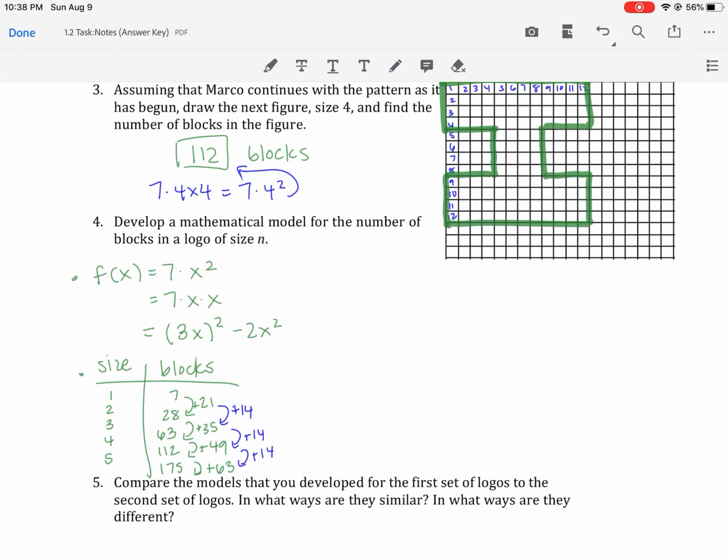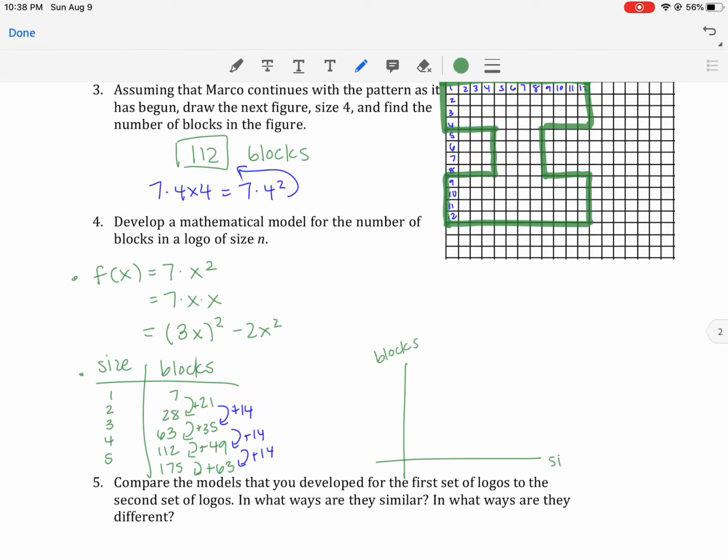Okay. Did anyone try a graph? If you tried a graph, let's see if we can do one here. So we've got squares or blocks, whatever we're calling it. We're going to call it blocks. This is the size. So let's just do the first, like 1, 2, 3, 4. I'll do 5. So I have to go all the way up to 200. So maybe I'm going to count by 50.